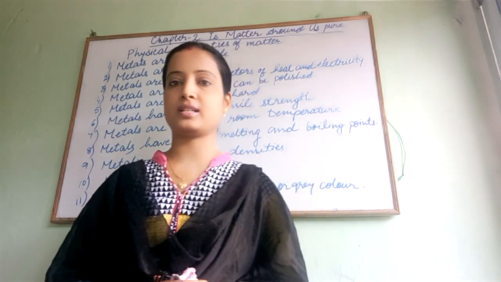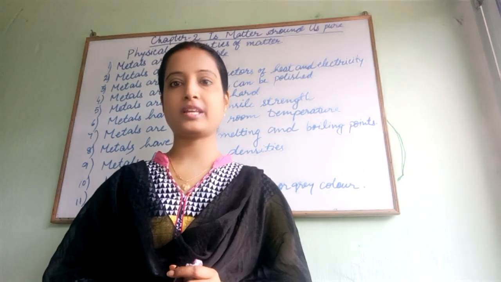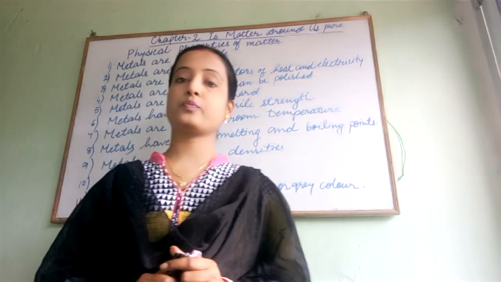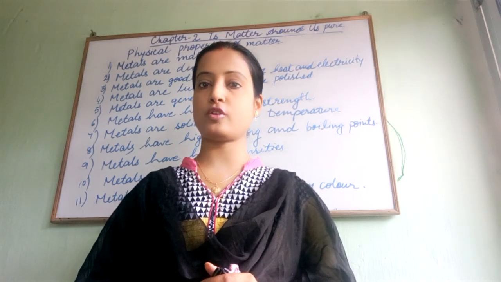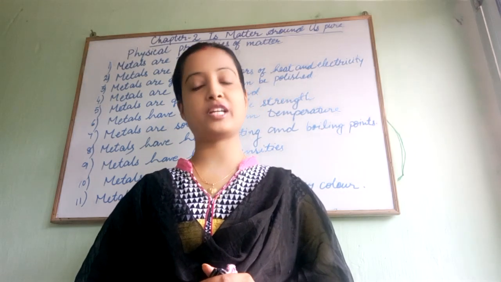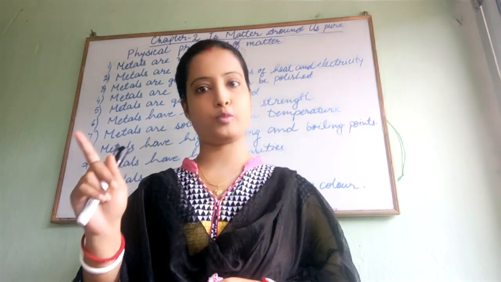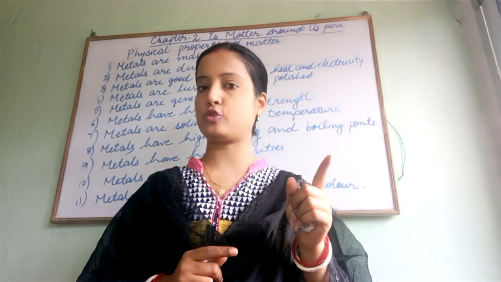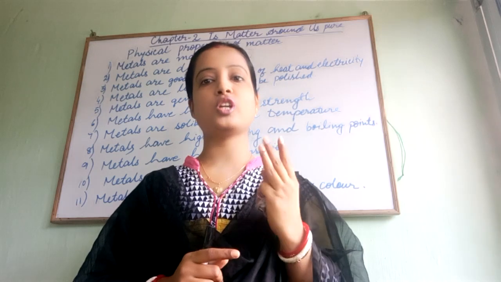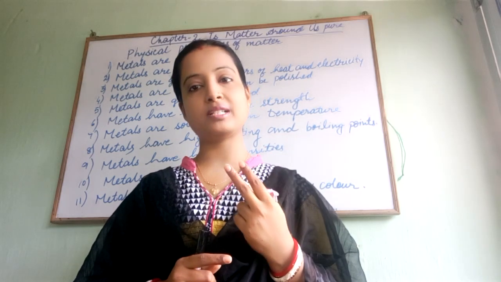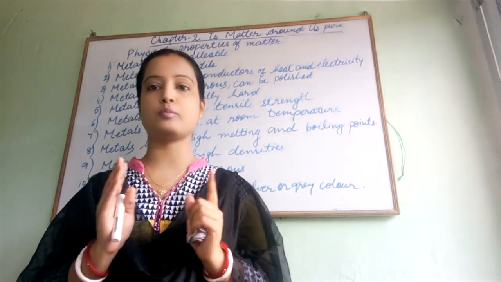So now let's start the next topic of Chapter 2, Matter Around Us Pure. In the earlier video, what have we studied? Yes, we have studied up to the classification of matter on its chemical nature. That is, matter is divided into two parts, pure and impure substance. Pure substance is again divided into two parts, element and compound. Then element is divided into three parts, that is metals, non-metals and metalloids. So in the previous video we have studied up to the definition of metals.